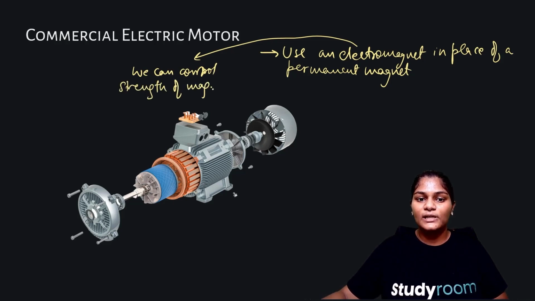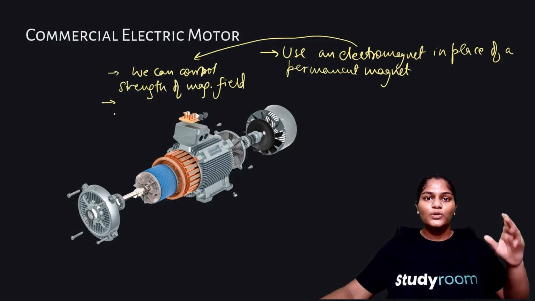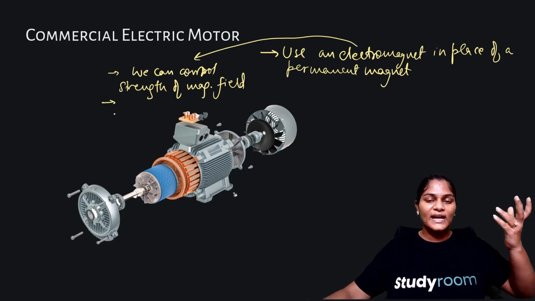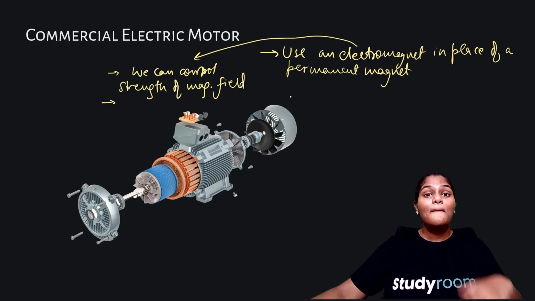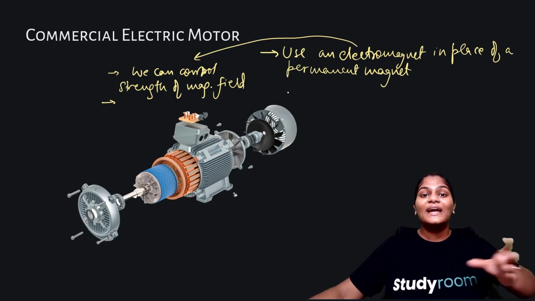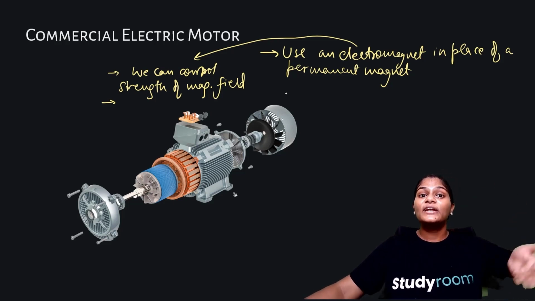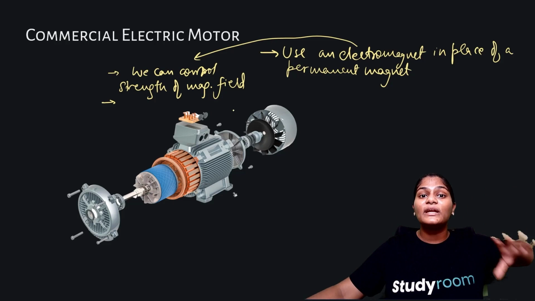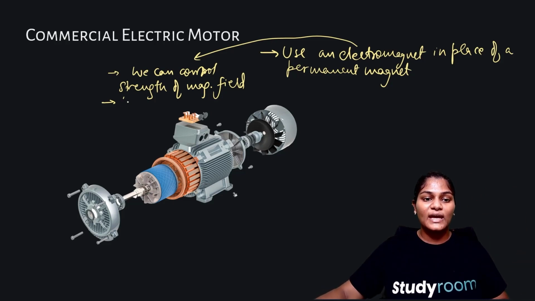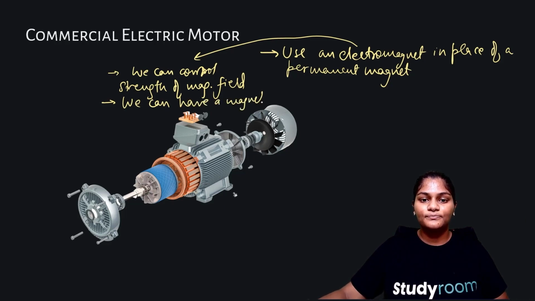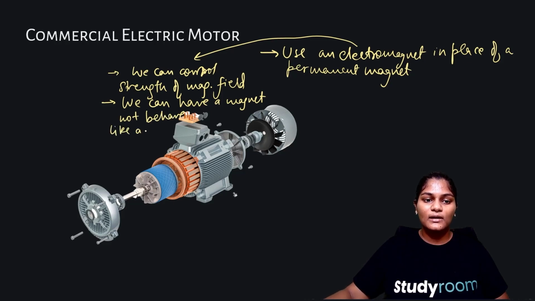And the second thing is, like I said, a bar magnet, you can't just switch off the magnetic properties of the bar magnet, right? It is always a magnet at all times. But in case of an electromagnet, it does not act like a magnet all the time because we gave it that magnetic property, so we can take it away after some time. It does not remain a magnet forever. So we can have a magnet not behave like a magnet all the time.